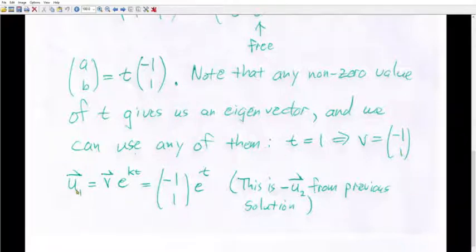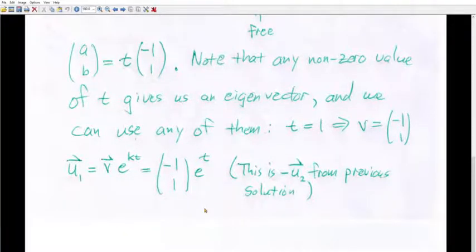So our solution, u1 equals eigenvector times e to the kt, is minus 1, 1, times e to the 1t. And if you look back from our last lesson, we found this solution before. This is actually minus u2 from the previous solution. So if I tried to find the eigenvalues in a different order, this would correspond to u1. We found a solution that we knew was there from some of our previous work.